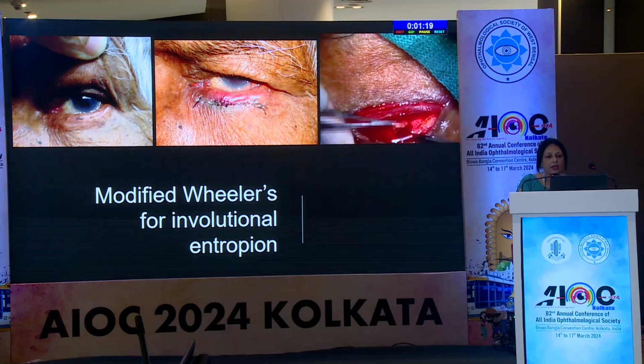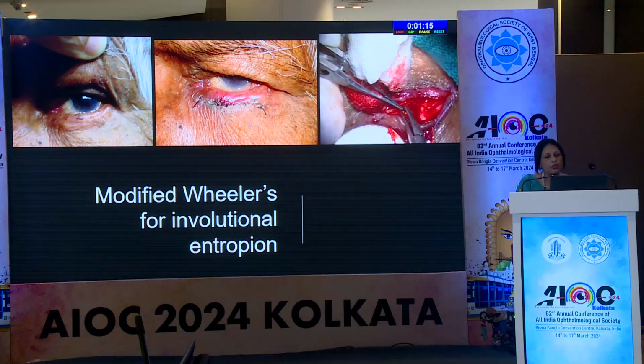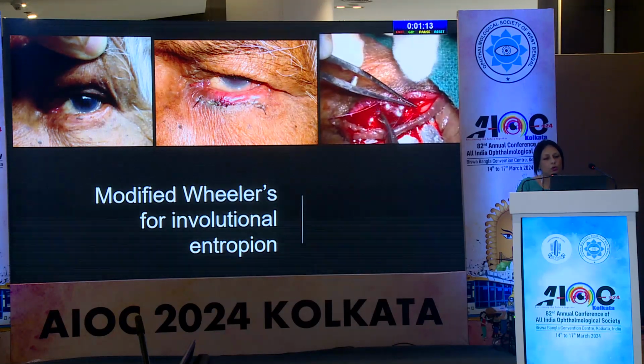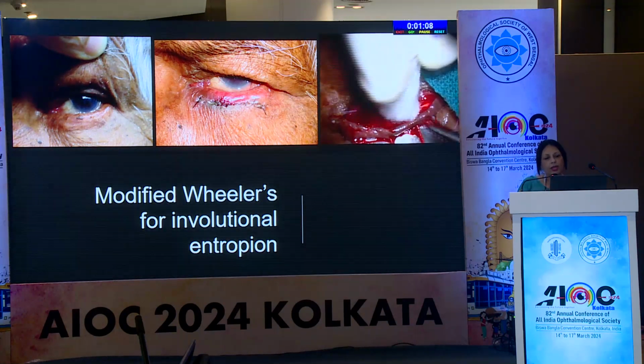The tarsus is cut with a base down triangle. Remember, when you're correcting an entropion, the triangle has to be base down because you want to shorten the lower part of the tarsus, not the upper part. Whereas when you're correcting the ectropion, it is reverse.